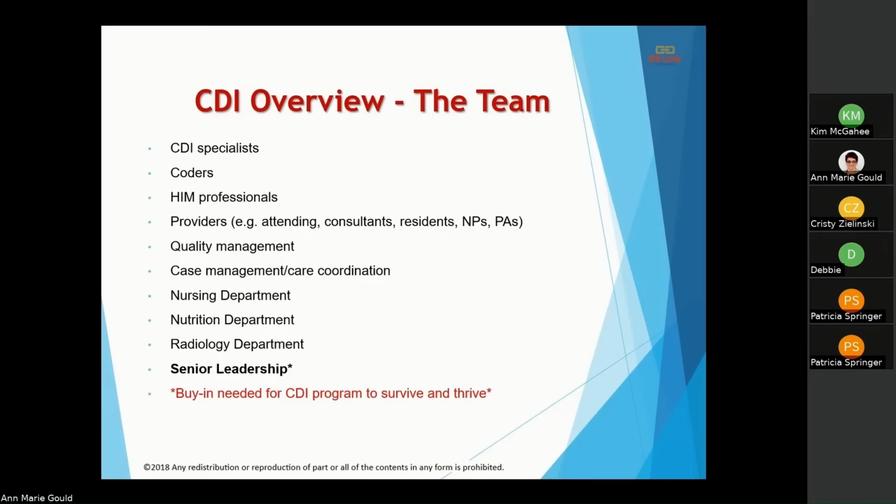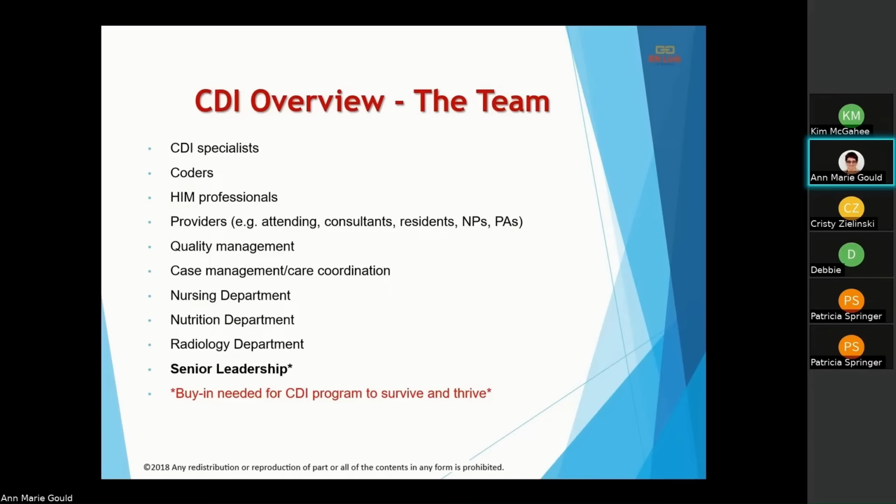So the team, as you can see, there are a lot of different teams that we have. I said it takes a village to make a CDI program work in a hospital setting. And we are mainly speaking about inpatient settings. We're not going to delve into outpatient in this particular webinar. But as you can see, there are a lot of people involved, not just the specialists, coders and HIM professionals, but also your providers, right? Big because that's who we work with side by side.